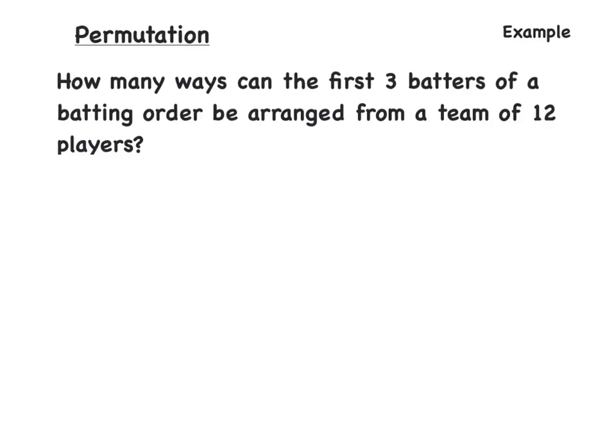So we're going to go over permutations. We have this question: how many ways can the first 3 batters of a batting order be arranged from a team of 12 players? Now, the order is important here because we're talking about the first batter, the second batter, and the third batter. So let's think about this. How many total players do we have? For the first batter, we have a total of 12 players that we can choose from. From that, we choose somebody.